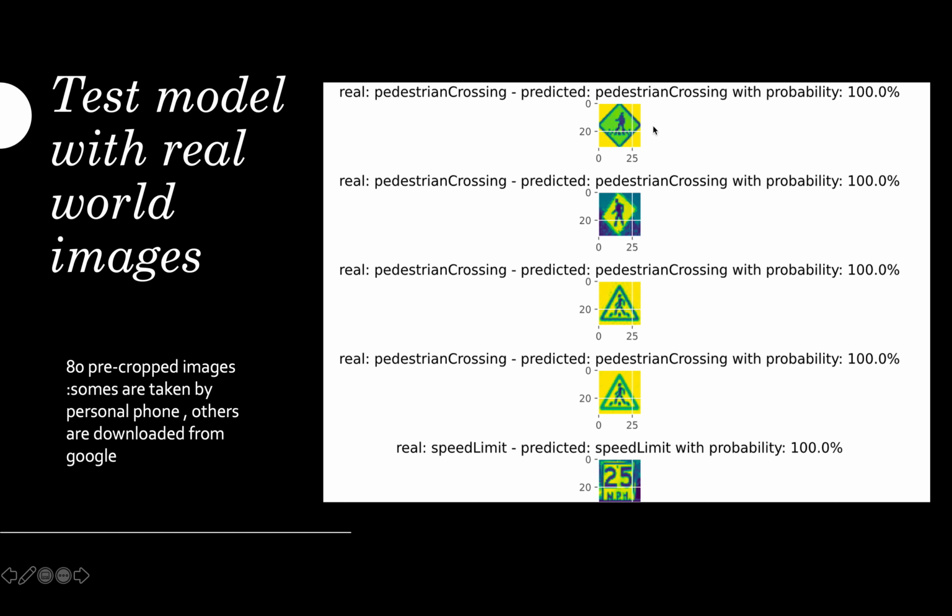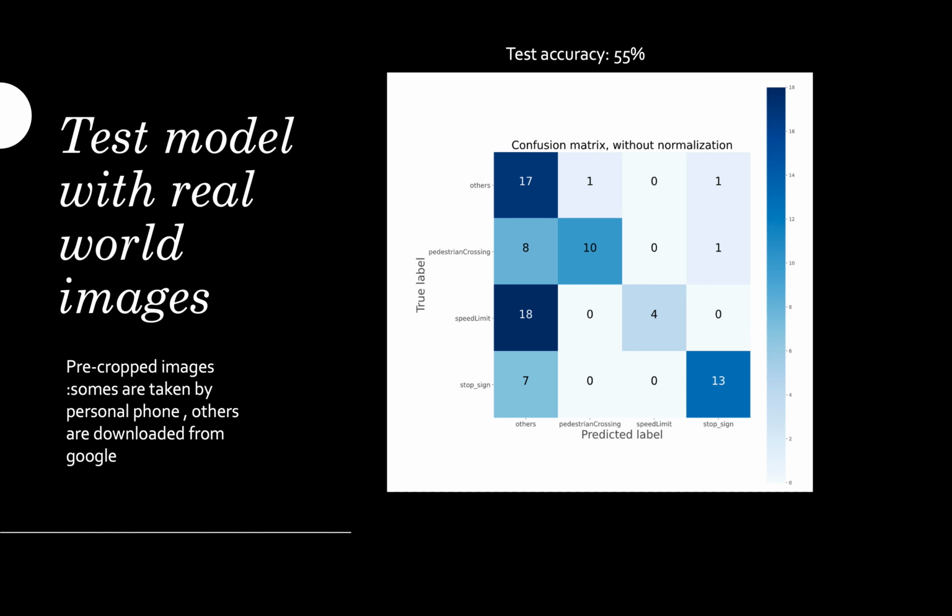As you can see here, it can predict pedestrian crossing very well. Speed limit, yeah. But I also have a result showing that the stop sign is misclassified as other. The accuracy with the real world images is only 55%. I think the reason for this is that the number of my test images is too small, so it did not fully evaluate the model.